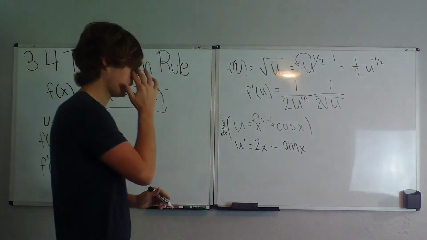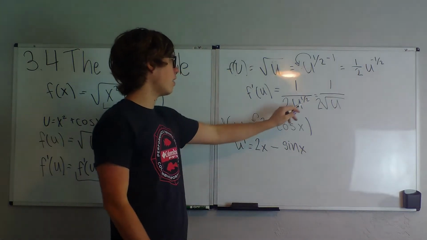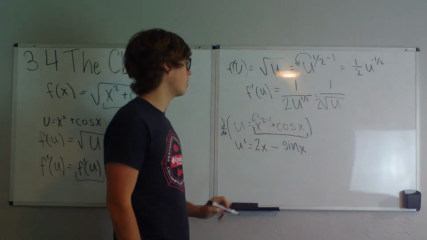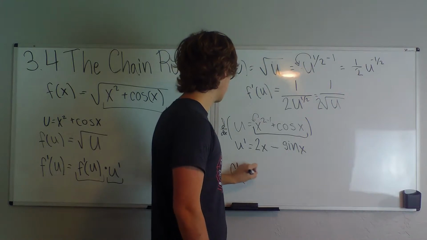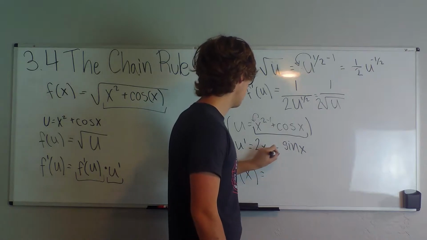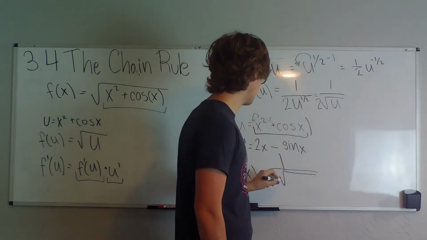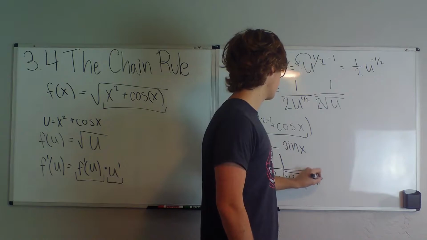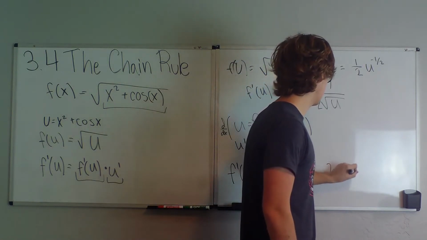Okay, so now let's put it all together, because we have our f prime of u, and then we have our u prime, and then every time we see this u, we're going to substitute our x squared plus cosine x back in. So we get that f prime of x is equal to 1 over 2 times the square root of u. Well, what's u? x squared plus cosine x, times 2x minus sine x.